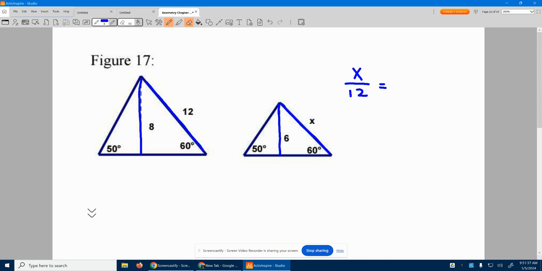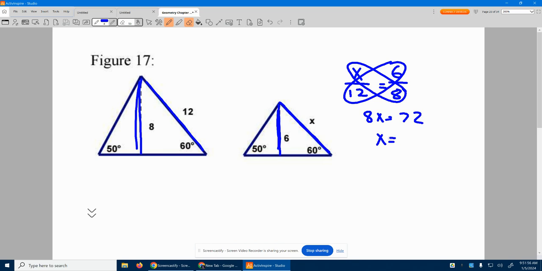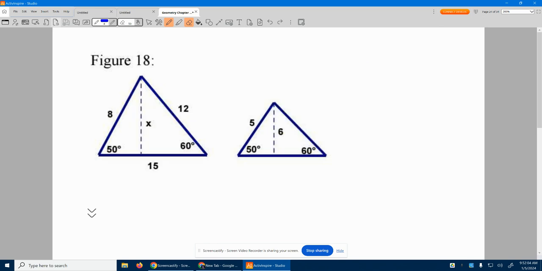So we have x corresponds to 12, as 6 will correspond to the 8, and that'll help us find our missing value x, what this length is of this triangle. We could simplify 6/8 to 3/4, but we'll just go ahead and go 8x equals 6 times 12, 72. And I know 8 times 9 is 72. Divide both sides by 8, you get x is 9. So that missing measurement must be 9 for figure 17.